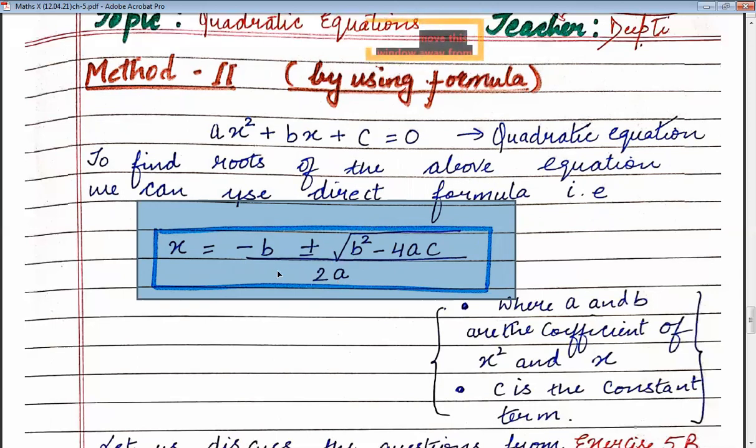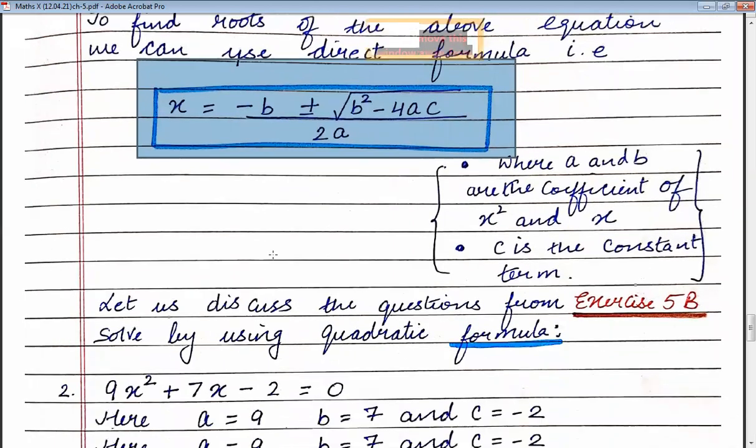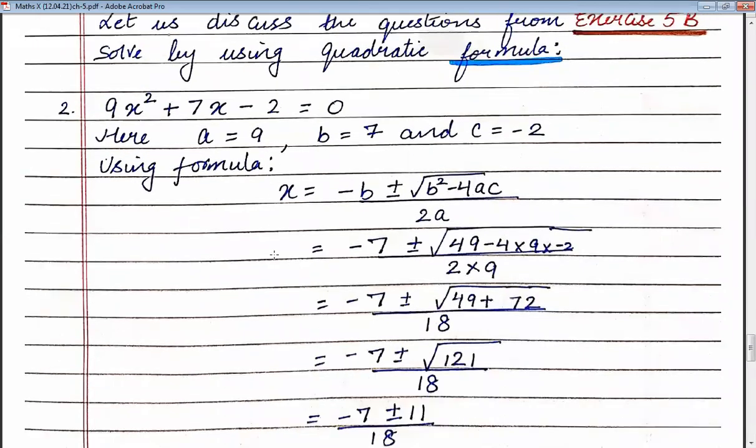A and B are the coefficients of x square and x respectively, and C is your constant term. You just have to substitute the values of A, B and C, and after substituting the values, you will get the roots. Fine. Let's understand this formula by taking an example.